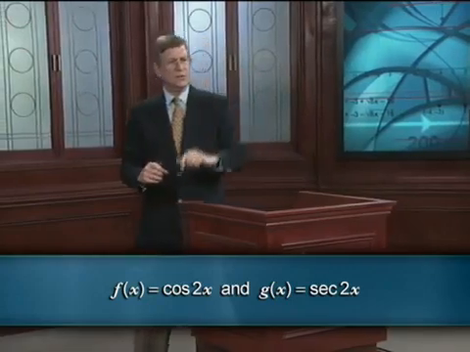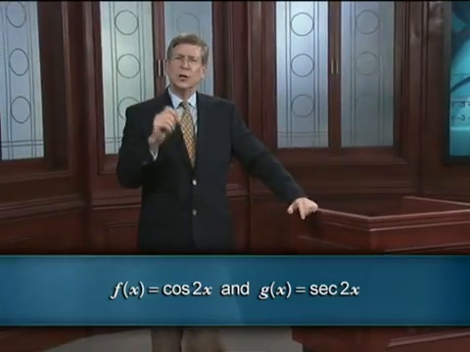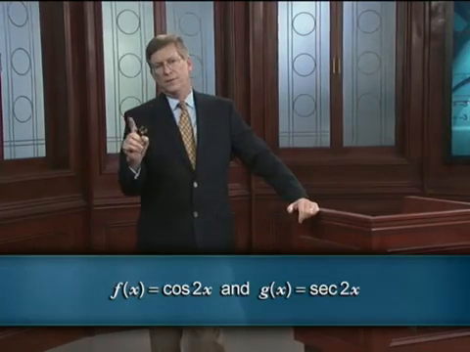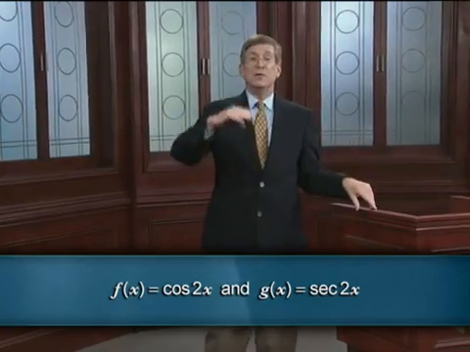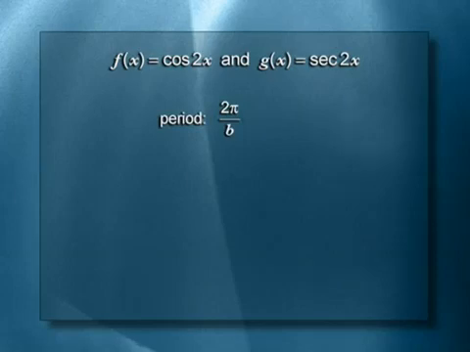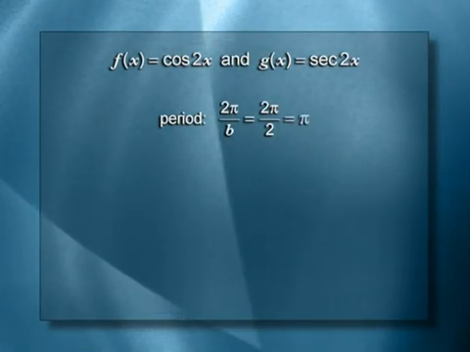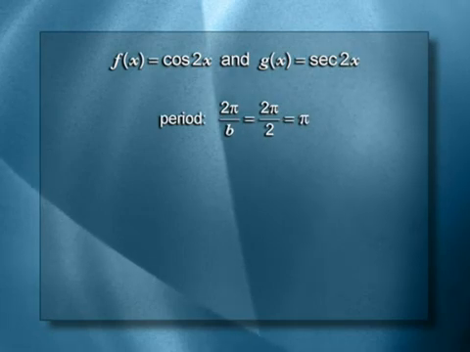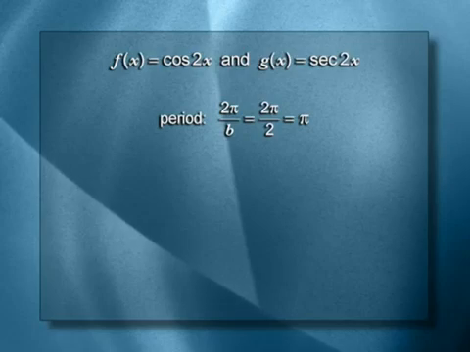So let's look at this. Let's look at cosine 2x. f of x equals cosine 2x. What's the amplitude? 1. Is there any horizontal shift? No. Is there any vertical shift? No. The only thing that's changed here is the period. And the period is 2 pi over b, which is 2 pi over 2. That 2x indicates the period. So the period is now pi. Instead of period 2 pi, it's shrunk down to pi, 1 cycle in pi.